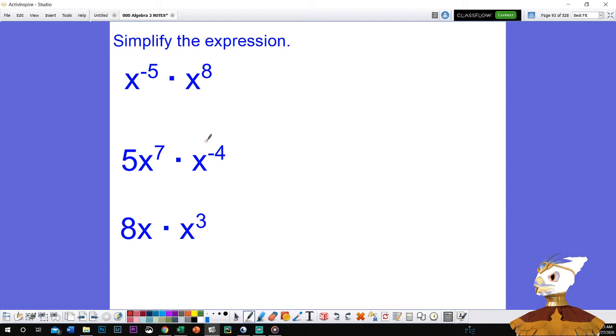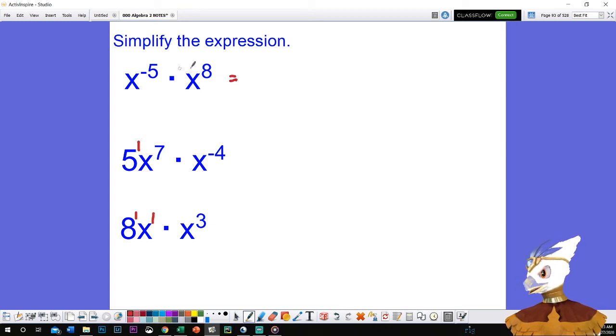Okay, moving on. Remember, if we have no exponent, we're always going to put a 1. So that's your very first step. Next step, let's go ahead and add those exponents. This gives me 3, and then you keep the same base.